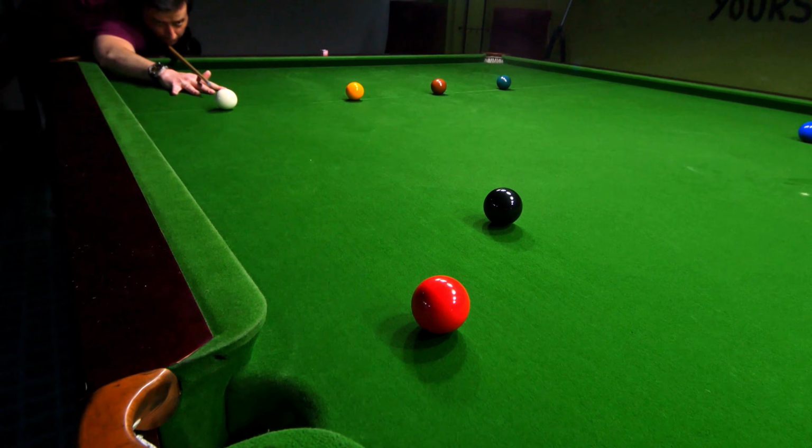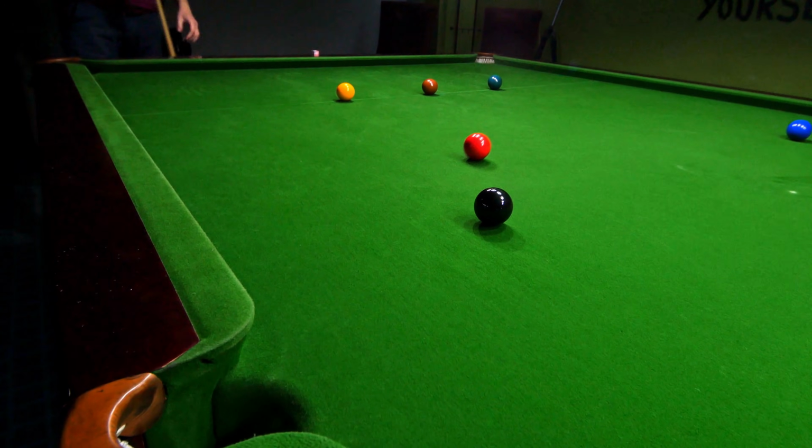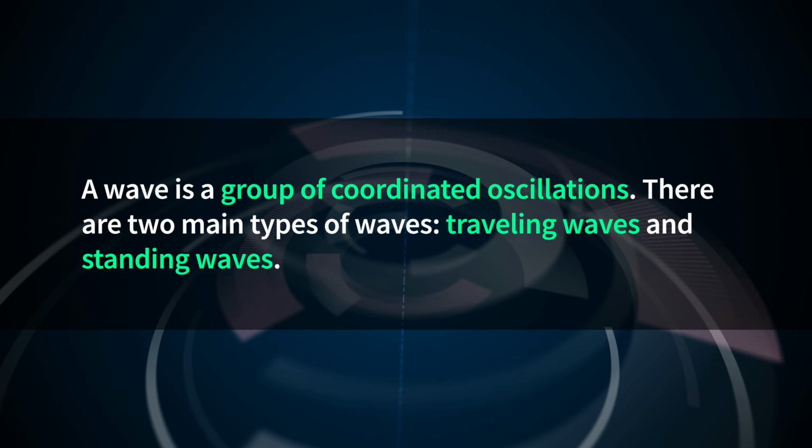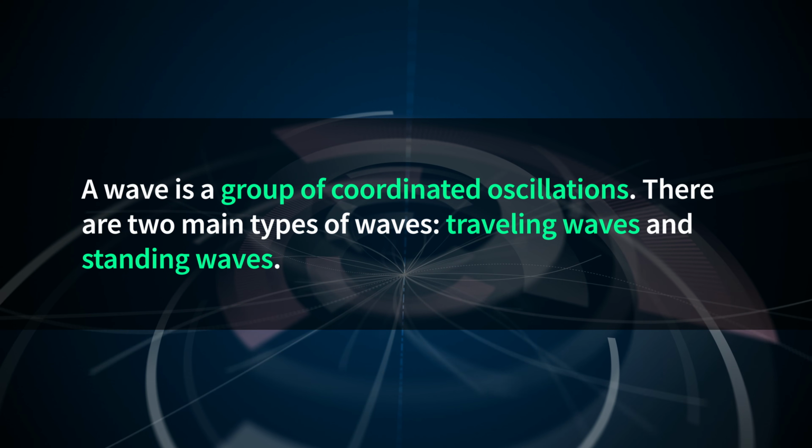In classical physics, particle-like behavior is quite straightforward. It's just like what a ball does during a game of pool. Wave-like behavior is a bit more tricky to grasp. To get a better picture, let's study a bit of wave physics. A wave is a group of coordinated oscillations. There are two main types of waves: traveling waves and standing waves. This is an example of a traveling wave, and this is an example of a standing wave.